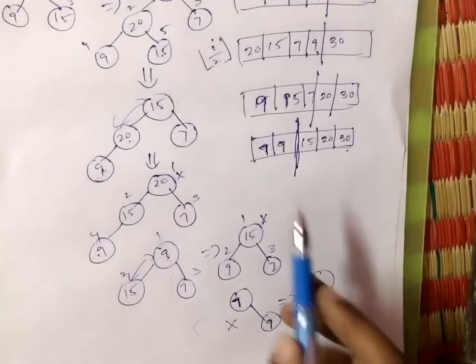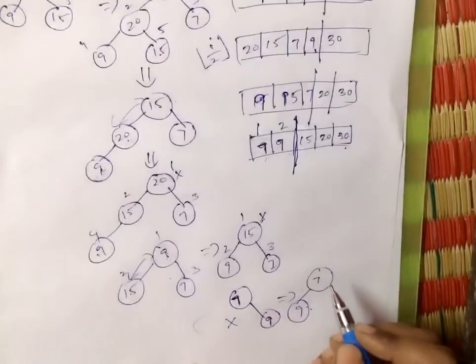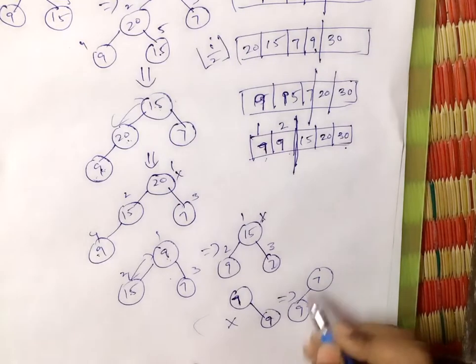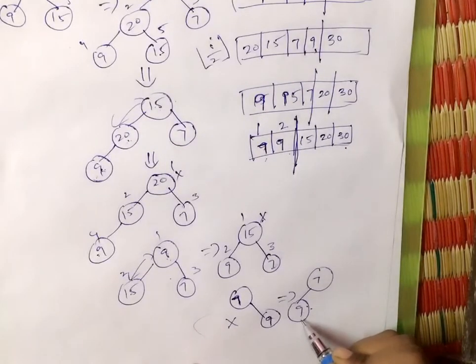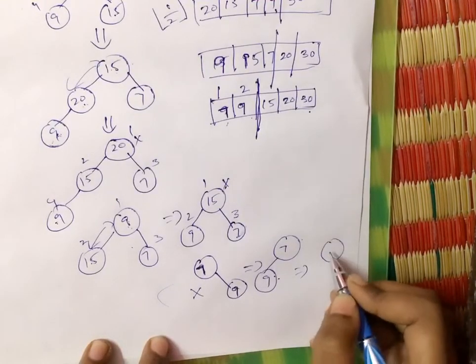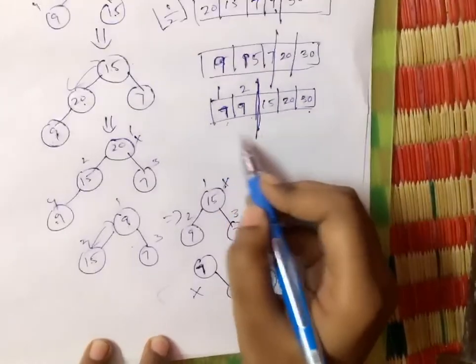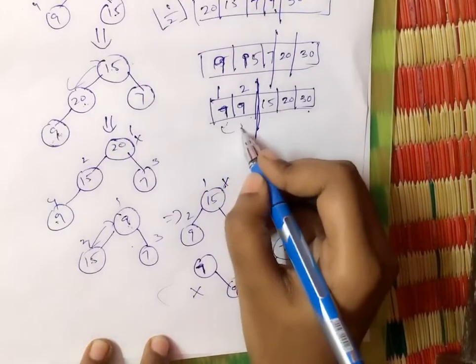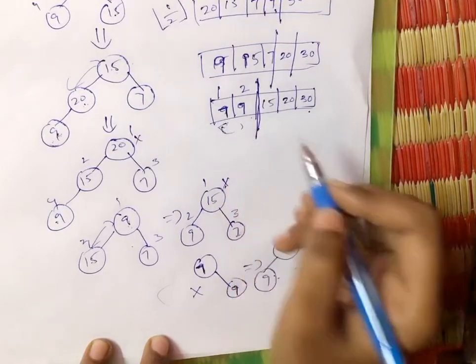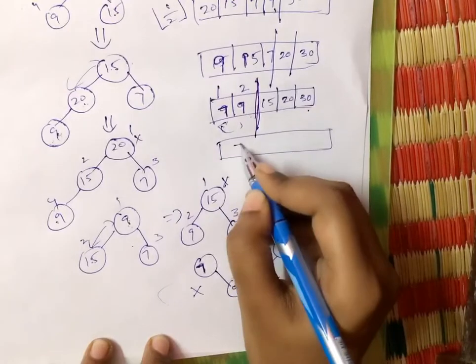Now you see 7 and 9. 7 is at the position of 1 and 9 is here. Now we need to swap these elements because 9 is greater and 7 is smaller. So I will write 9 here and 7 here. Same thing, I will do the swapping operation. Now we need to delete this 9. After deleting 9, what will be there?